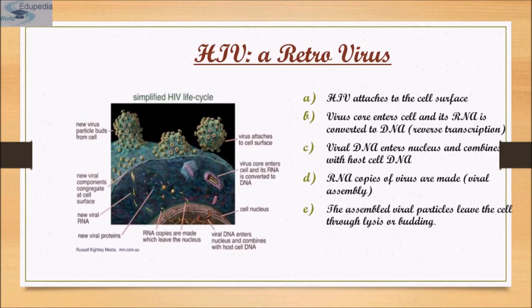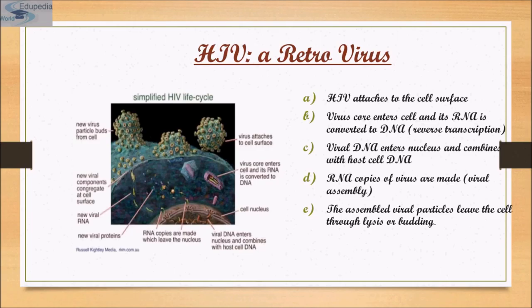HIV is a retrovirus. HIV attaches to the cell surface. The virus core enters and its RNA is converted into DNA. This is known as reverse transcription. Third, the viral DNA enters the nucleus and combines with the host cell DNA. And the RNA copies of the virus are made. And the assembled viral particles leave the cell through lysis or budding.